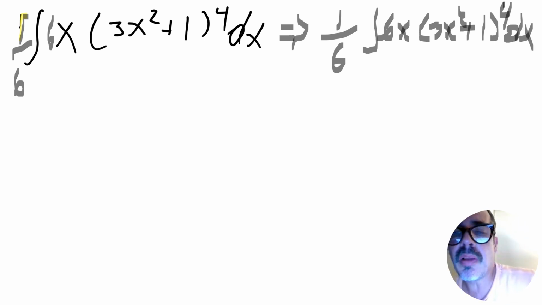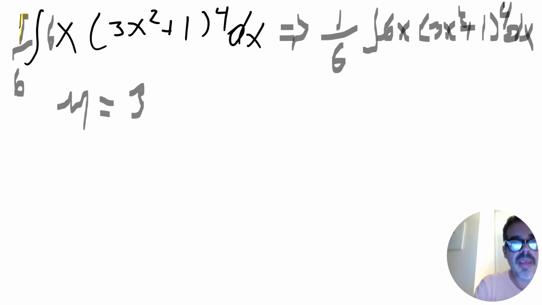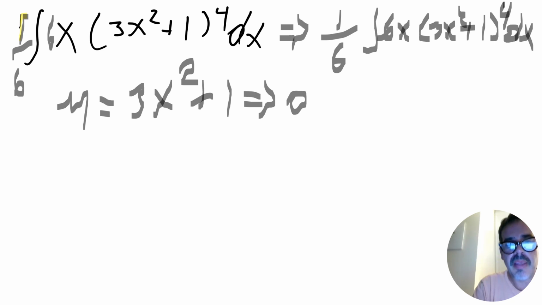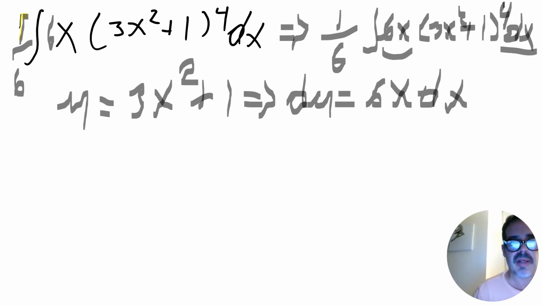Now, once I've done that, I can recognize that my substitution is going to be u equals 3x squared plus 1, which is going to make my du equal to 6x dx. And I have those terms in my integral right here. From this point forward, it's just a piece of cake.